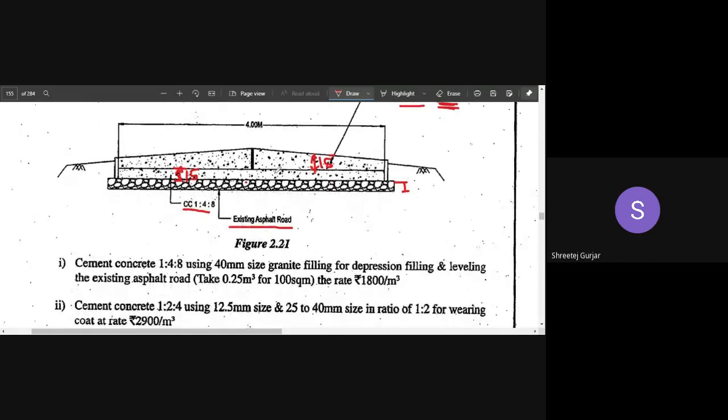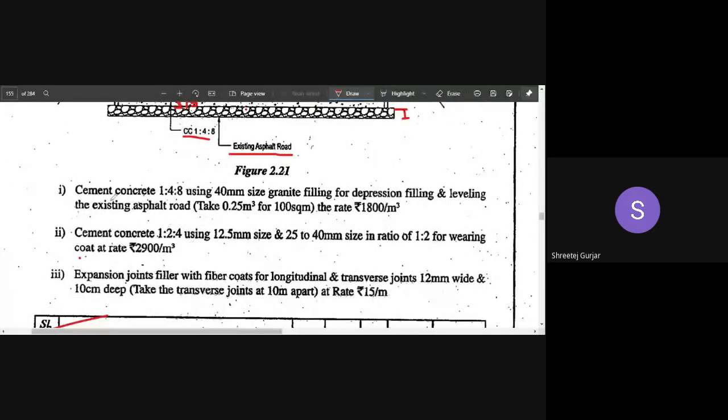So what we will do is, here you can read cement concrete 1:4:8 using granite filling and leveling on the existing asphalt road. So take 0.25 meter cube for 100 square meter.